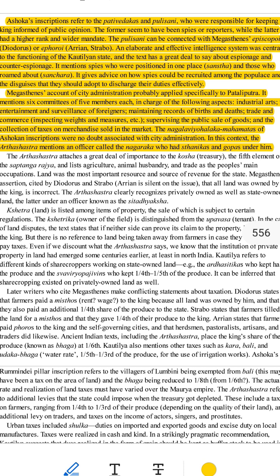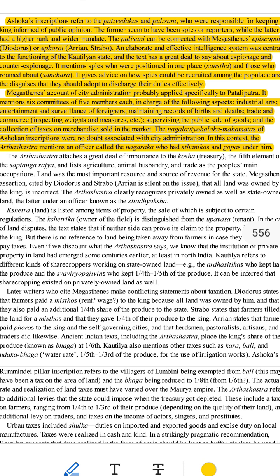Who were Patavakas and Pulisani? In Ashoka's inscriptions, he talks about two types of people. Patavakas, these were like spies or reporters. Their job was to gather information about the people's opinions, activities, or anything else that was important and then report it to the king. Example, imagine a person who quietly listens to what's happening in the town and then tells the king all the important things. The king can then act based on what he learns.